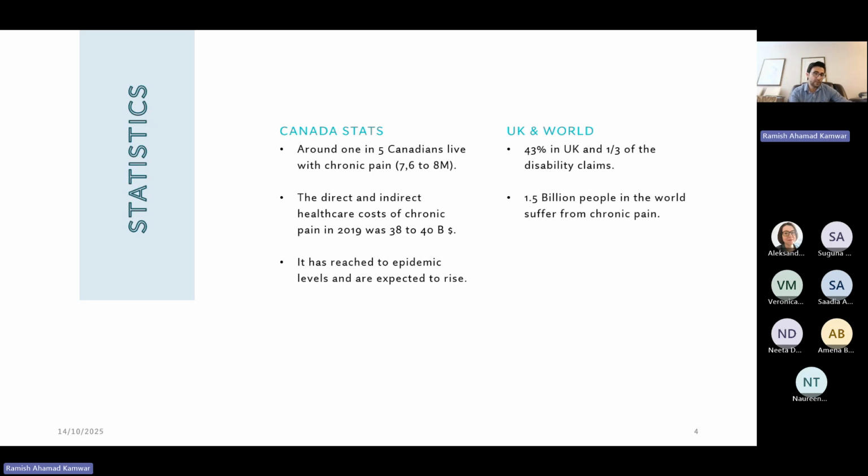For example, in 2019, up to $40 billion was the direct and indirect cost of chronic pain to Canada alone. The direct costs would be the health interventions that people go through, and the indirect costs would be the loss of productivity, the insurance payments, and all the EI after the loss of productivity, and it's double on the economy.